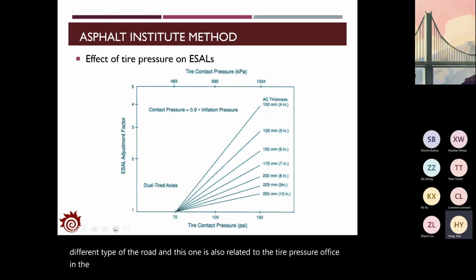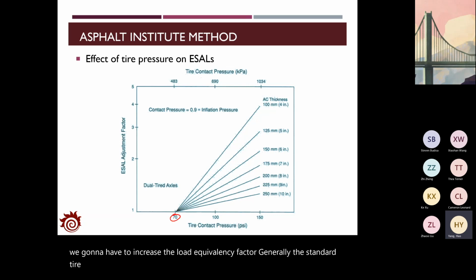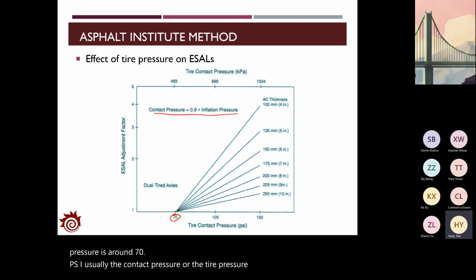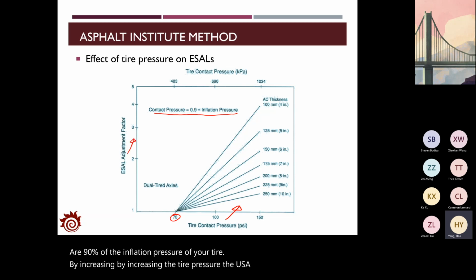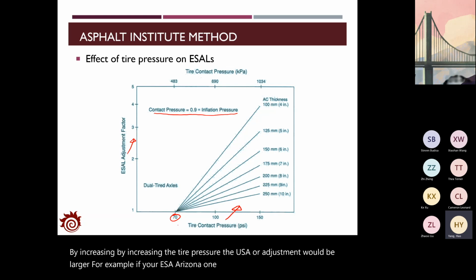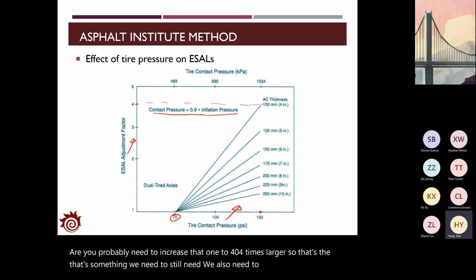With the higher tire pressure, usually it indicates that the load applied to the road would be larger. So if your tire pressure for the truck is larger, it means that we're going to have to increase the load equivalency factor. Generally, the standard tire pressure is around 70 psi. Usually the contact pressure is only 90% of the inflation pressure of your tire. By increasing the tire pressure, the ESAL adjustment would be larger. For example, if your ESAL is 100 at 70 psi contact pressure, then at 100 psi you probably need to increase that to 400, 4 times larger. So that's something we also need to consider if we are provided with the tire pressure.